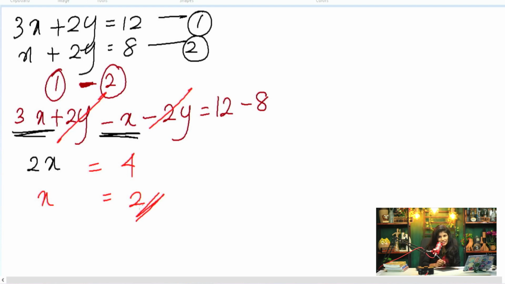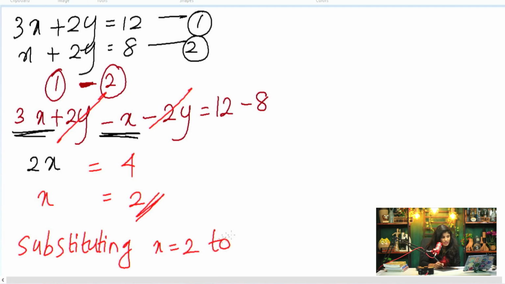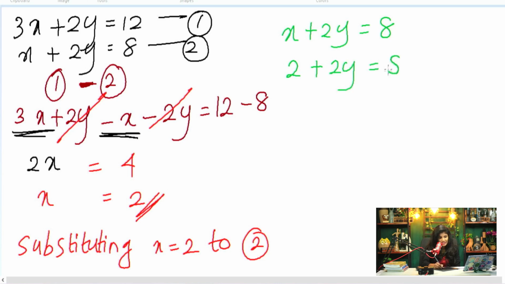Now I can substitute the answer of x to equation 1 or 2 to find the value of y. So I will write here, substituting x equal 2 to equation, what is easier? Number 2 is easy, no? Okay, number 2. So I'm going to write the equation again. Number 2, x plus 2y equals 8. We found the value of x, that is 2, no? So I will write 2 instead of x. 2 plus 2y equals 8.